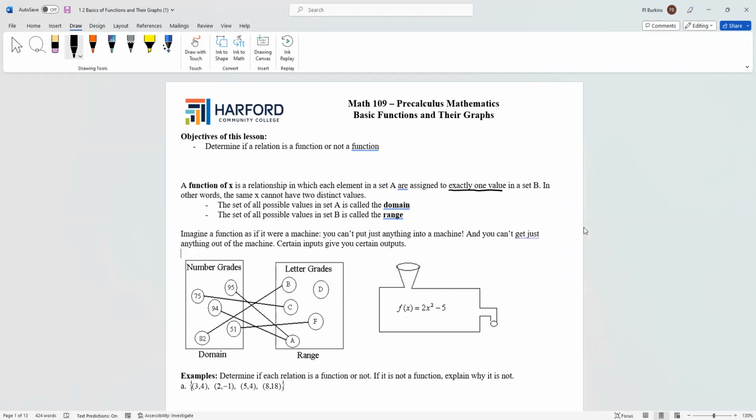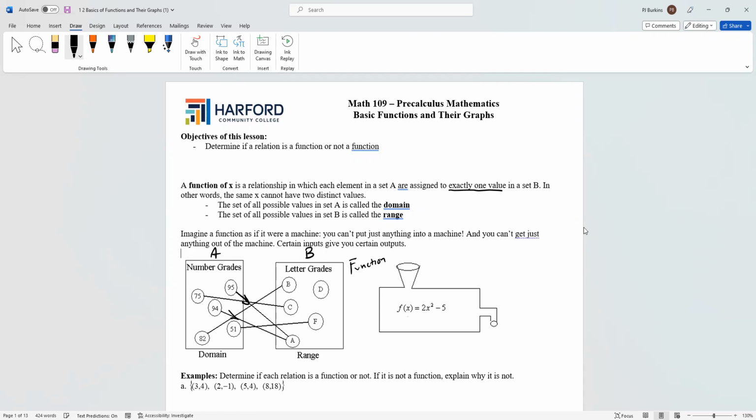So if we look at this example down here, we have A and B, let's say, for these two sets. Notice we have 75 maps to C, for instance, and 95 maps to A. However, 94 also maps to A. So let's think about that for a second. The statement says each element in A must be assigned to exactly one value in B. Well, 95 only goes to one value, and 94 only goes to one value. It just happens to be the same value. So this is, in fact, a function.